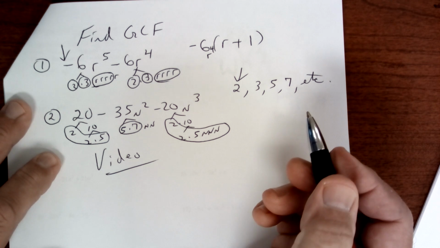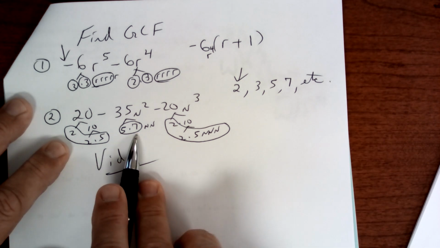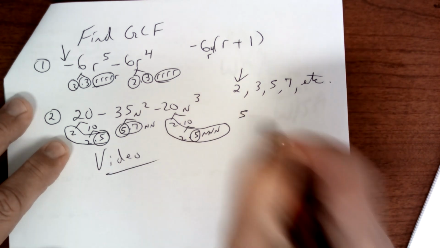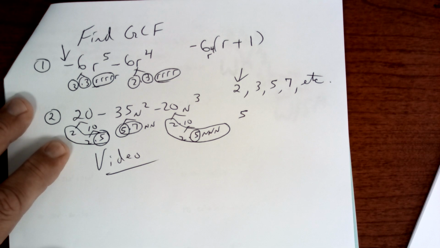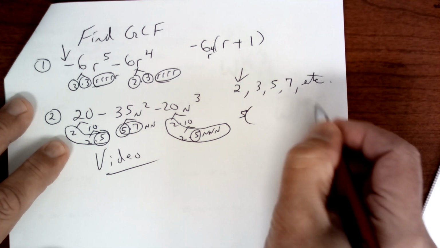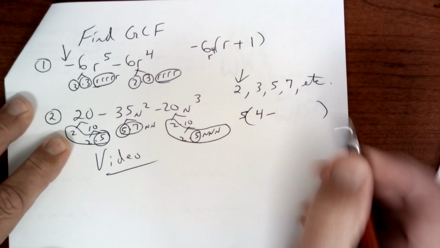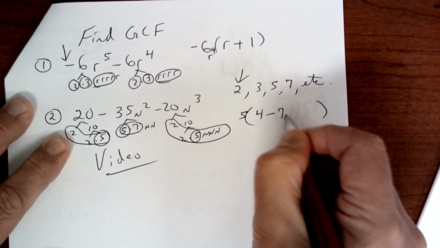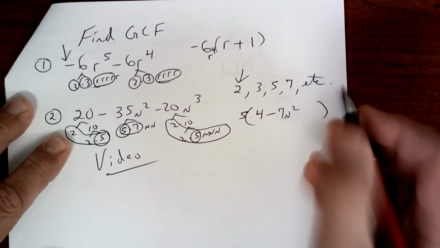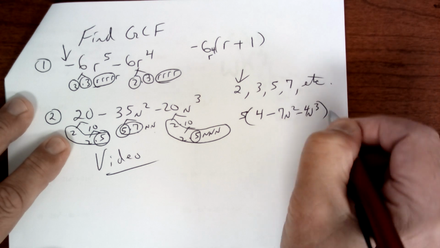Now let's see what they have in common. Well, they do not all have a 2. This one does not have a 2. They all have a 5. Circle the 5. Take out the 5. I don't see anything else in common. This one doesn't have any n's. So we're going to write what's left. So inside of here is 2 times 2 is 4, minus 7n squared, right here, 7n squared. And 2 times 2 is 4n to the third, and you're done. And that should be it. And that's what I want to see.